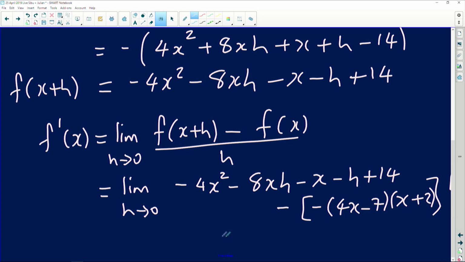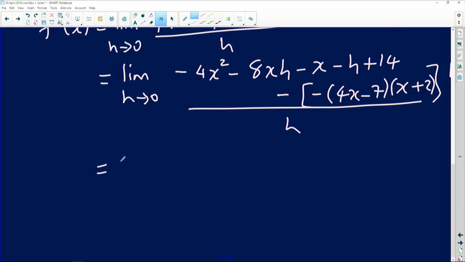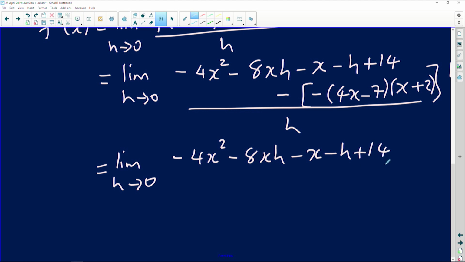And then everything must be divided by h. Let's simplify and see what will happen there. This will be the limit as h approaches 0 of negative 4x squared minus 8xh minus x minus h plus 14. When you multiply the negative by negative, you will actually get positive. Open bracket, I'm going to start multiplying these brackets already. 4x squared will give me 4x squared there. 4 and 2 will give us 8x. And then we're going to have minus 7x, and then we're going to have minus 14 at the end.